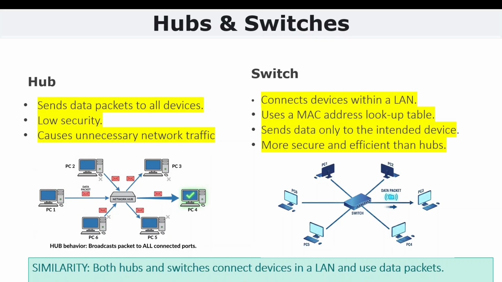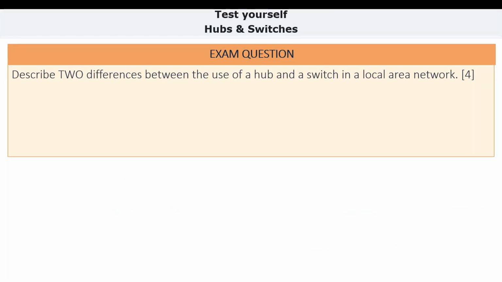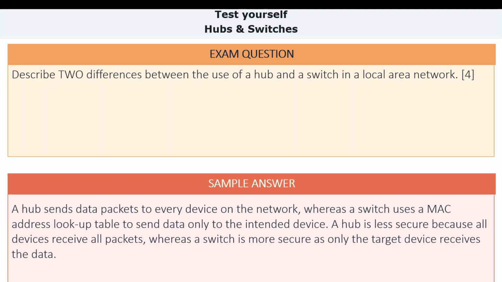All right, so let's test our understanding on switches and hubs. So you have a typical exam question here. Describe two differences between the use of a hub and a switch in a local area network. So I encourage you to pause the video and attempt to answer this question based on what we've said so far. Okay, I want to believe you got the answers in the sample answer here. And if you did not get them, you can go back and attempt it again by rewatching the video and coming back to answer the question.